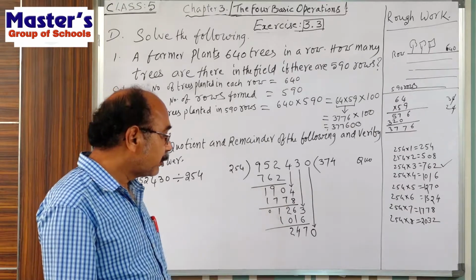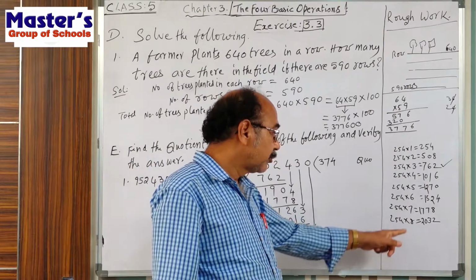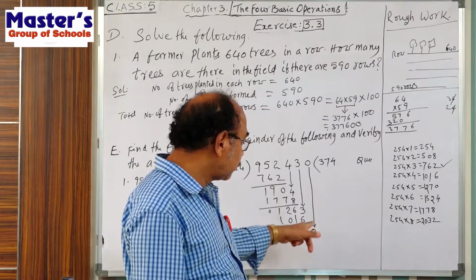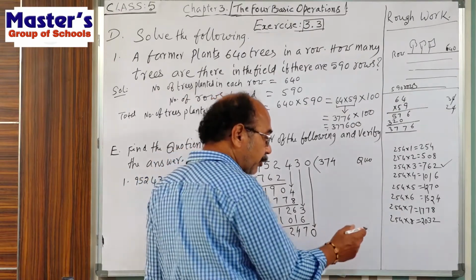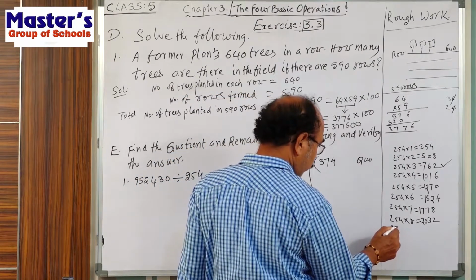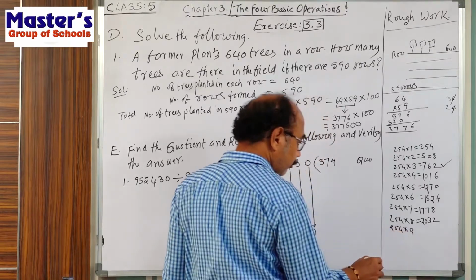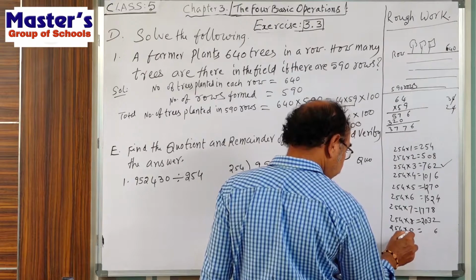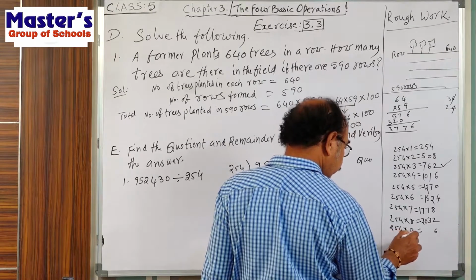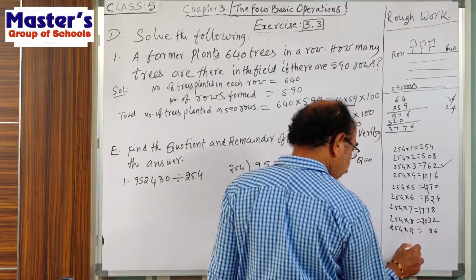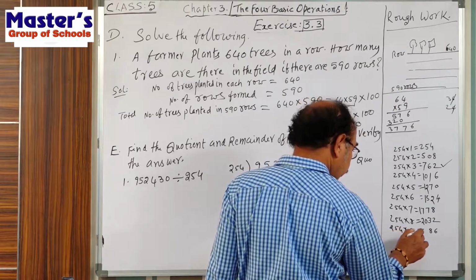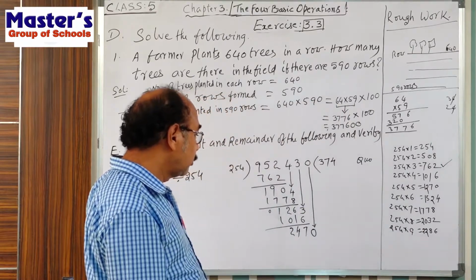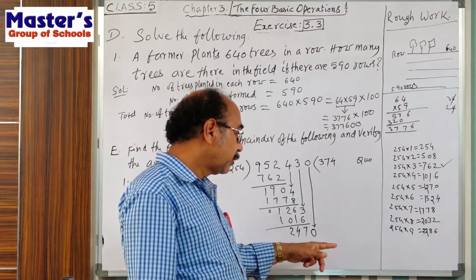Okay, extend the table. This is 2032. This is 2032, this is 2470. Increase one more time. 254 into 9. 9 fours are 36, 3 is there. 9 fives are 45 plus 3 is 48, 4 is there. 9 twos are 18 plus 4 is 22. So 2286.